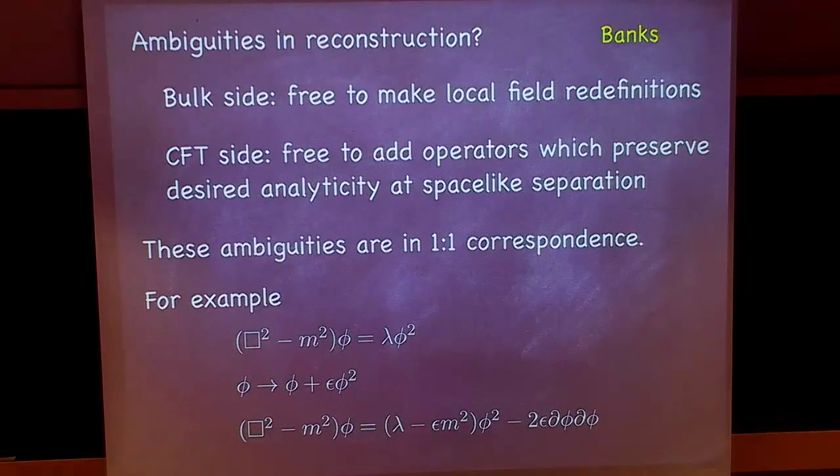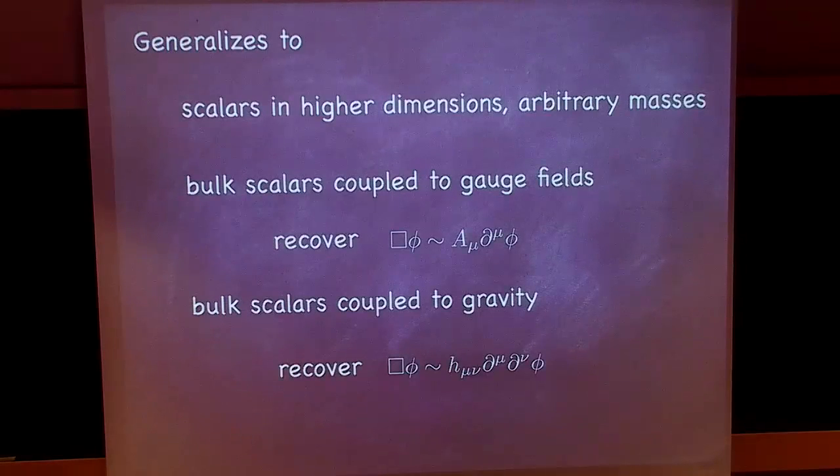There are some generalizations that maybe I'll mention. Most of the formulas that I've talked about are for AdS2, but you can play the same sort of game for scalar theories in higher dimensional AdS, scalar fields with arbitrary masses. We've also considered scalar fields in the bulk that are coupled to gauge fields, coupled to a conserved current on the boundary. In that case, you can play the same game.